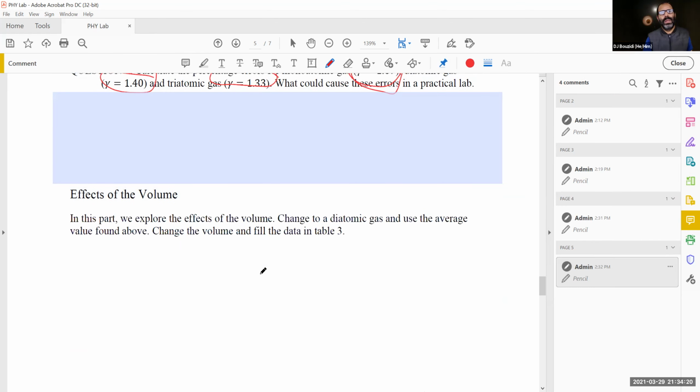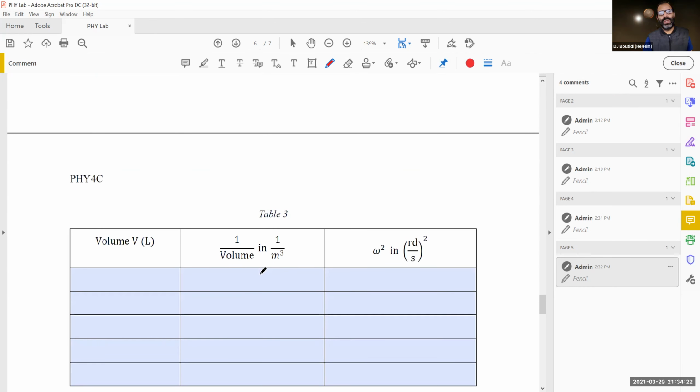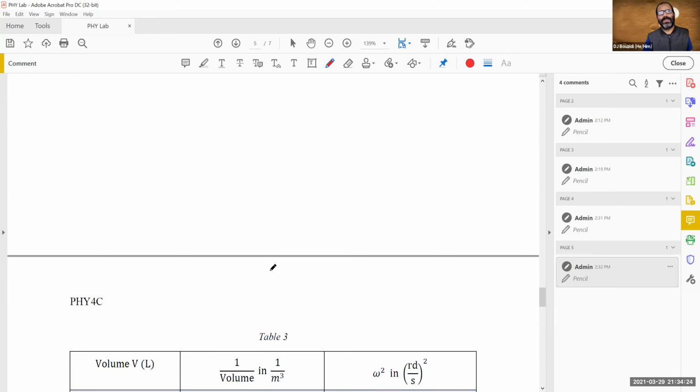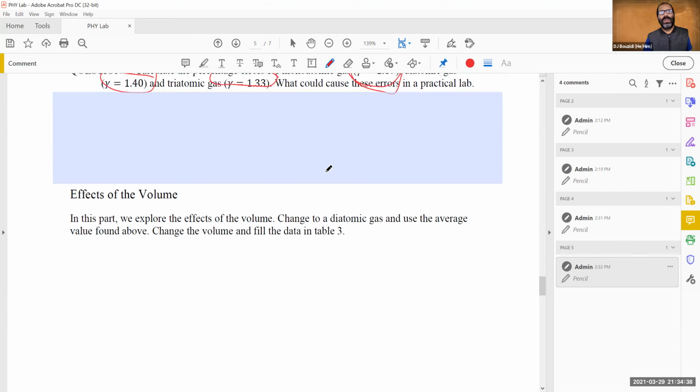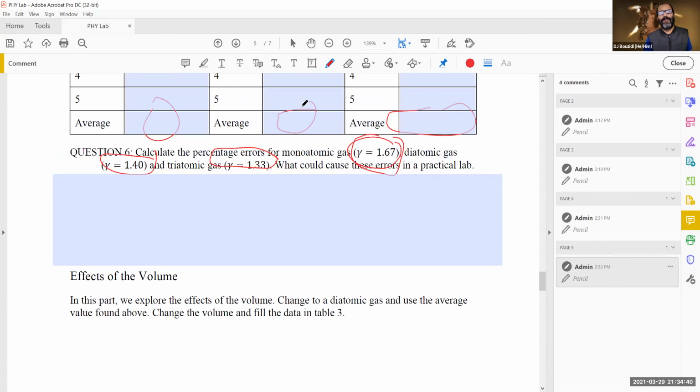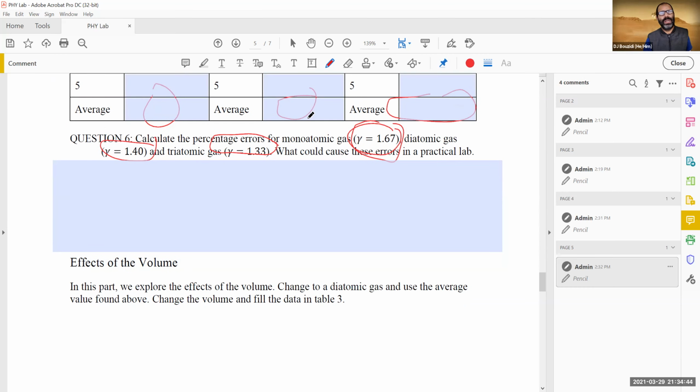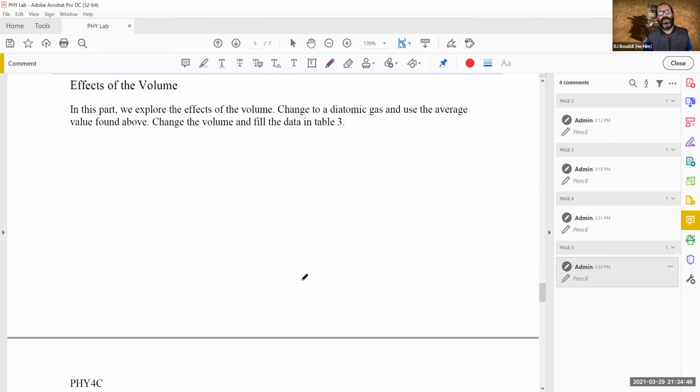Okay? So the effects of volume. In this part, we explore the effects of change to a diatomic gas. So we're going to be using 1.4 for gamma and use the average value found above. Change the volume and fill the data in table 3. So basically, use this value for gamma, the one that you found in here, change the slider to that gas, and fill the table for 3.